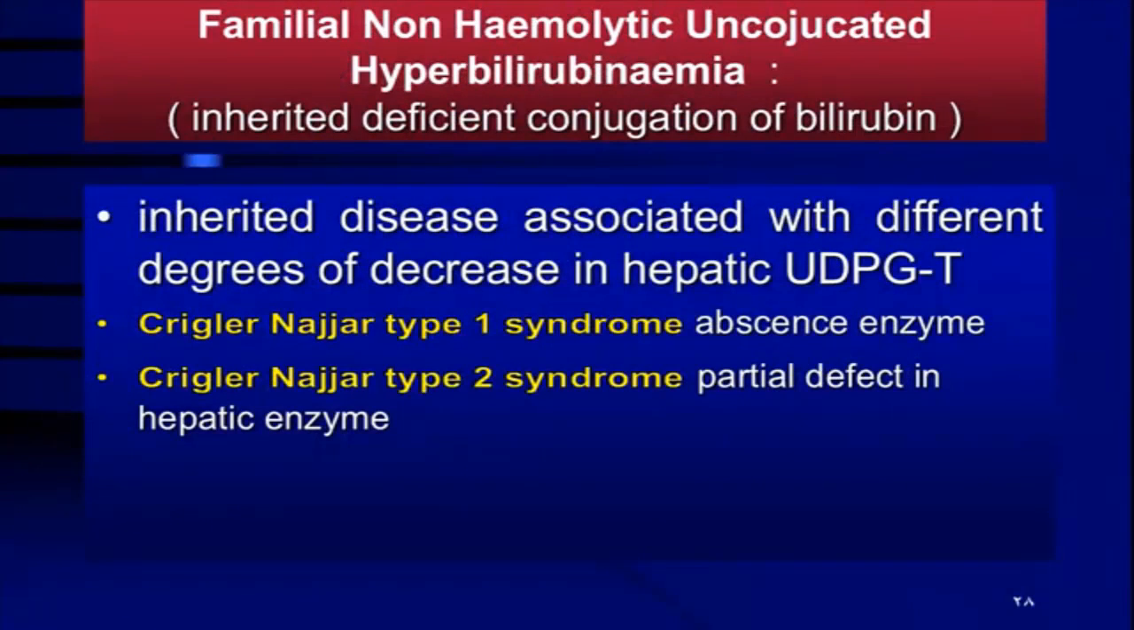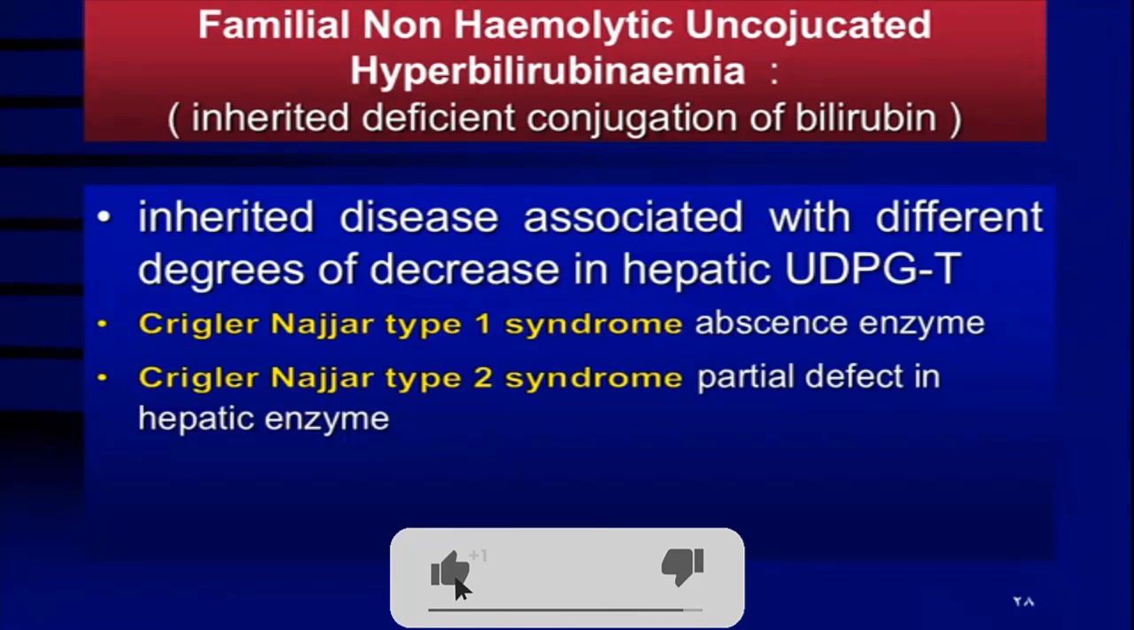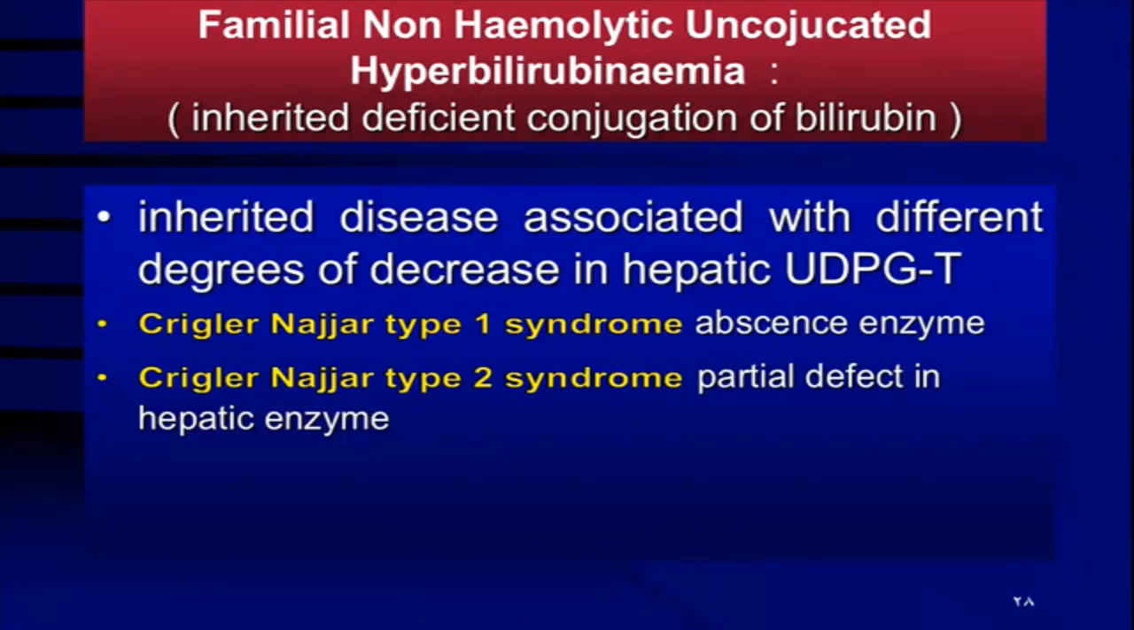Now, familial non-hemolytic unconjugated hyperbilirubinemia, or inherited deficient conjugation of bilirubin. Inherited disease associated with different degrees of decrease in the hepatic uridine diphosphate glucuronyl transferase. It is Crigler-Najjar type 1 syndrome, complete absence of the enzyme, and type 2, partial defect in this enzyme.